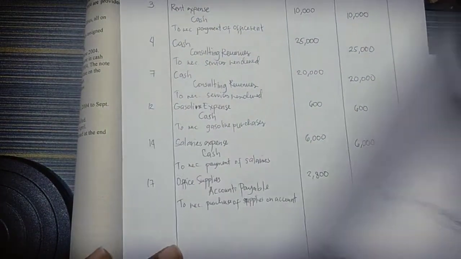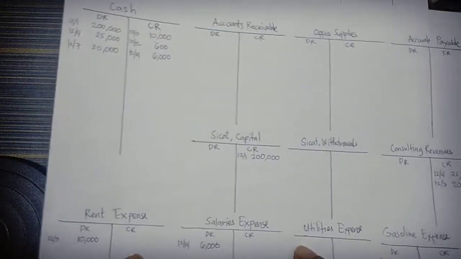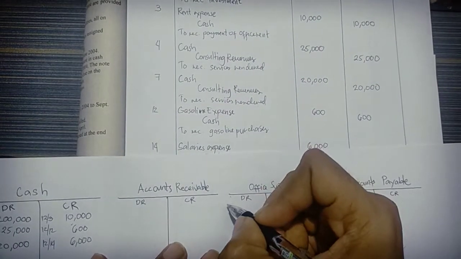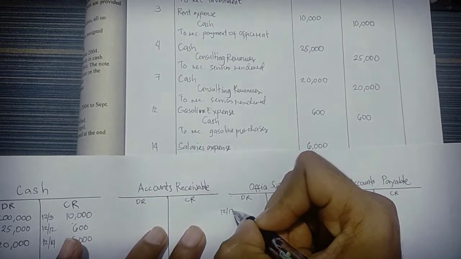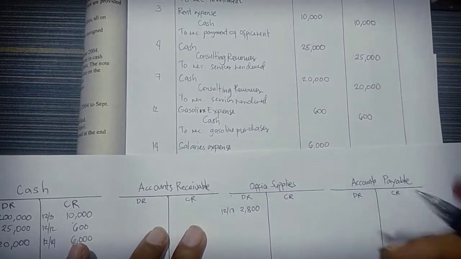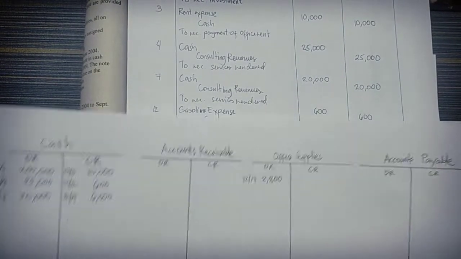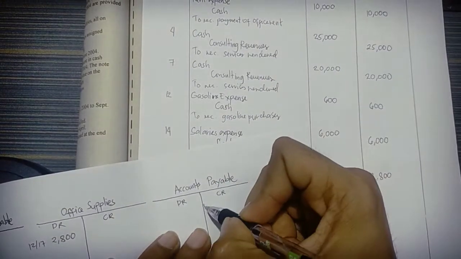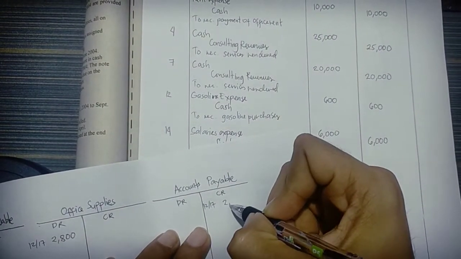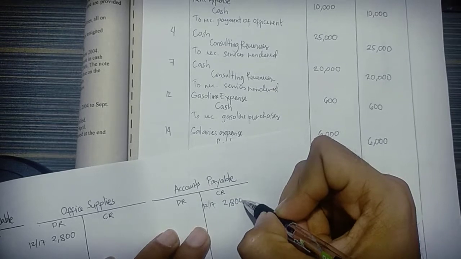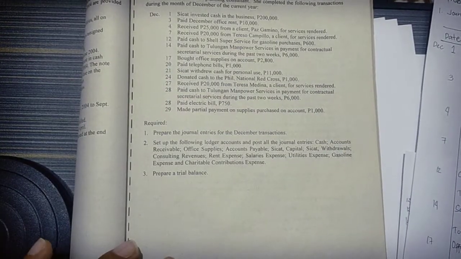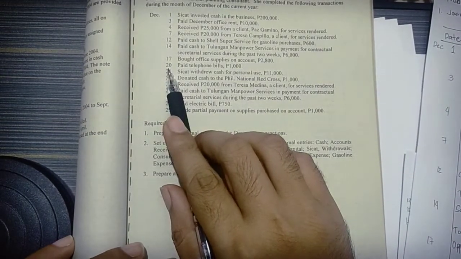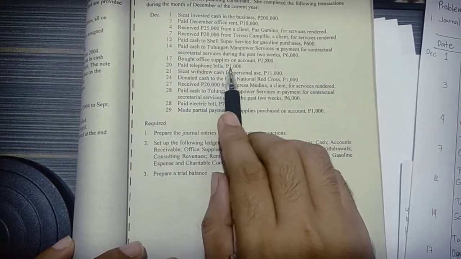Then, don't forget, sa T accounts, office supplies, ayun, 2,800. December 17. Tapos, credit sa accounts payable, 2,800. Okay, so let's proceed.